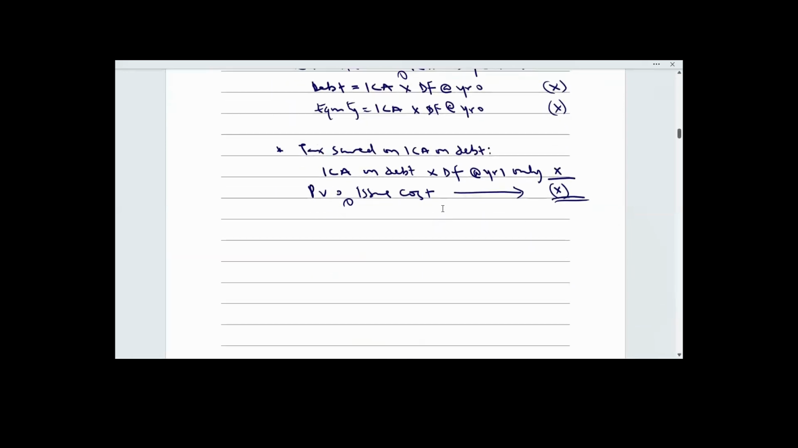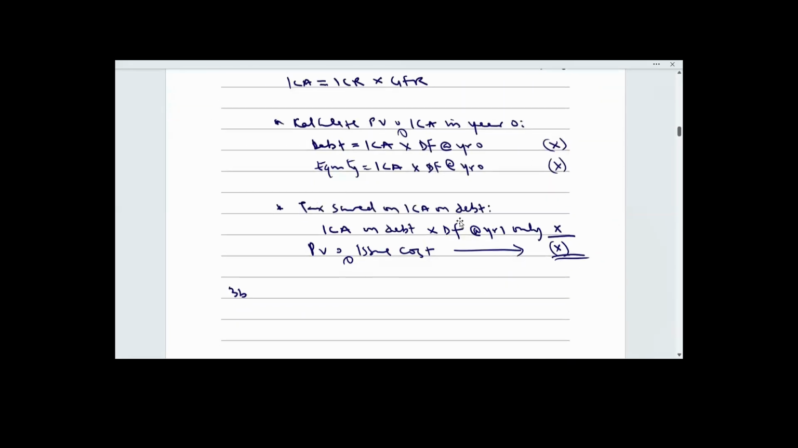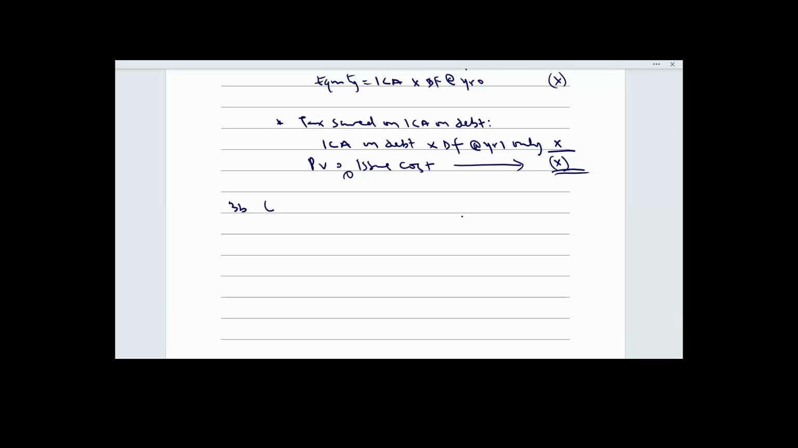Then 3B. I told you there are 3 stages of calculating present value of financing effect. So 3B, you calculate the PV of net subsidy. To do this, there are 4 stages. There are 4 procedures you are supposed to carry out.